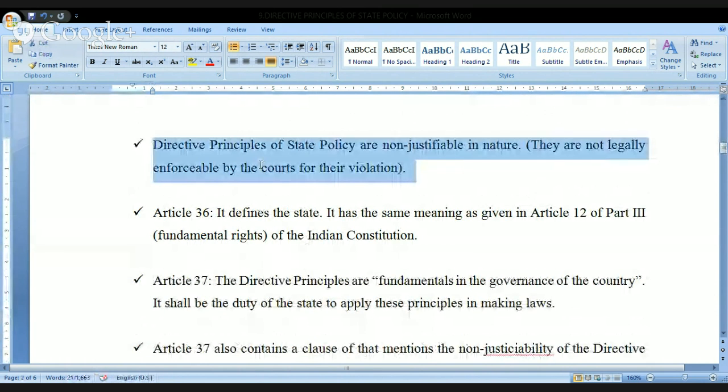The directive principles of state policy are non-justiciable in nature. Just now I told you what is the meaning of this. They are legally not enforceable by the courts for their violation. See, basically, the idea behind making the DPSP non-justiciable is that if you look at the DPSP, it is talking in terms of the social, political, and economic welfare of the society.